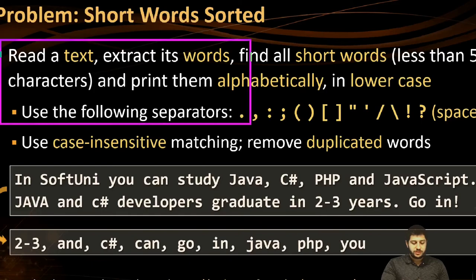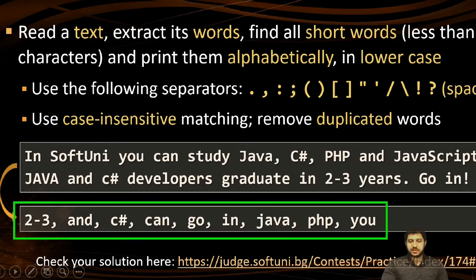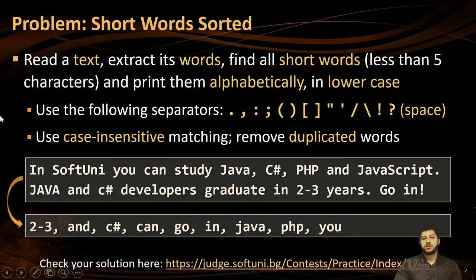And finally, we need to separate them using some delimiters to produce this processed sequence. Now, the first thing that we need to do is find all words that are less than 5 characters. Then split them, or probably just first split them, find the short words, sort them, and remove the duplicates. This is probably one of the best sequences that you can use here as an algorithm.